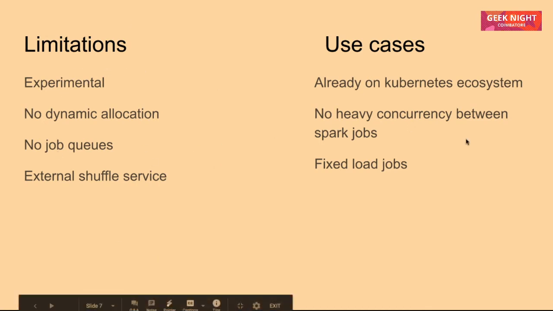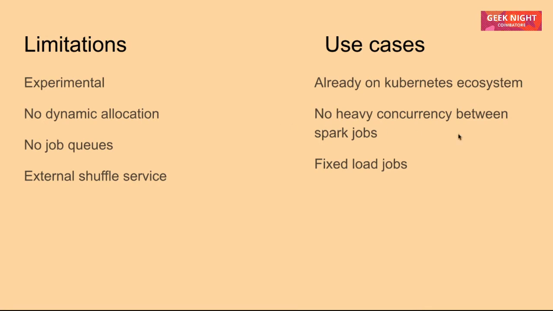So we also have to look at no heavy concurrency between Spark jobs, because if we have multiple Spark jobs running at the same time, you either have to over provision to make sure they all have all the resources, or we will have to work with resource starvation, and each job will probably not complete as well if they don't get enough resources.